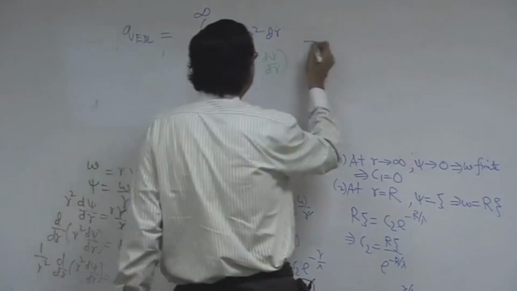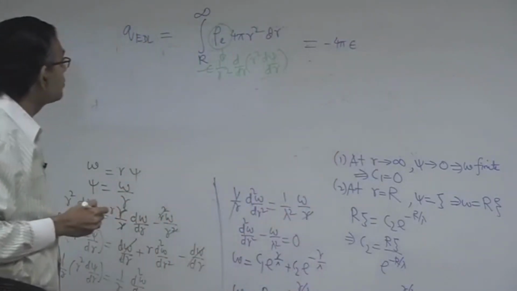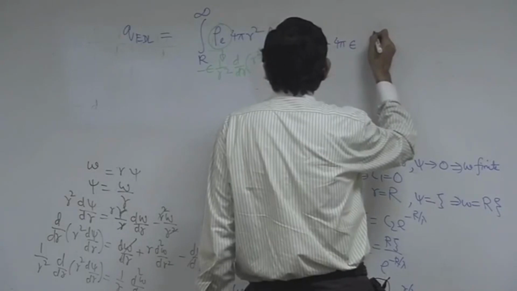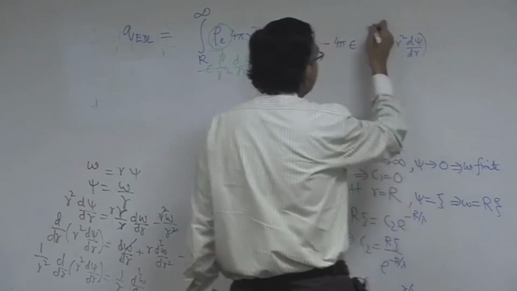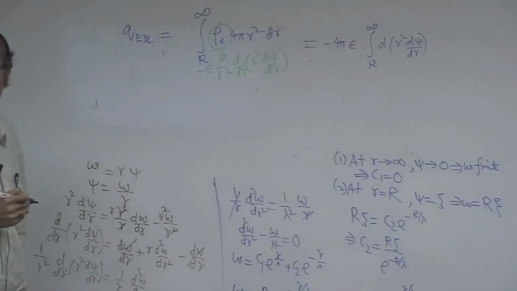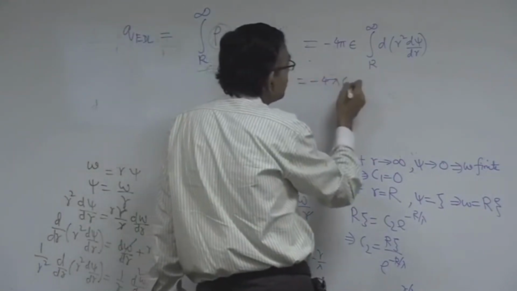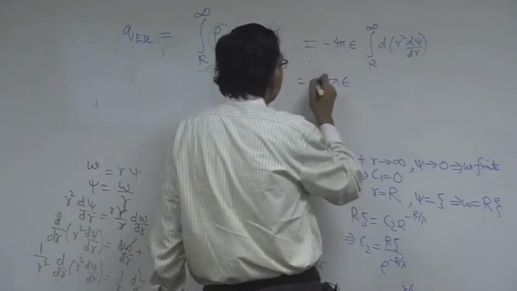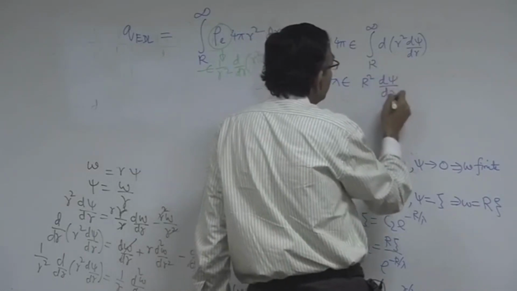So now if we write this, this becomes minus 4 pi epsilon, r square and 1 by r square gets cancelled. So the integral of d of r square d psi dr from R to infinity. So this is minus 4 pi epsilon. What is d psi dr at infinity? That must be 0. So this becomes 4 pi epsilon r square d psi dr at R.